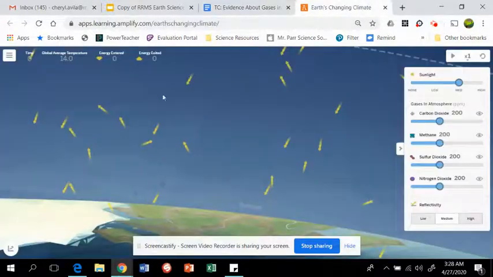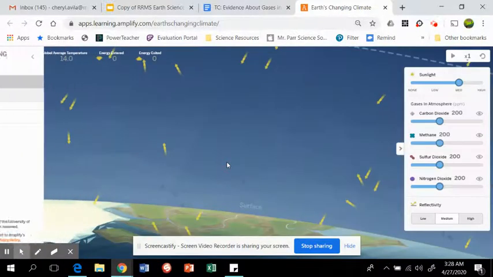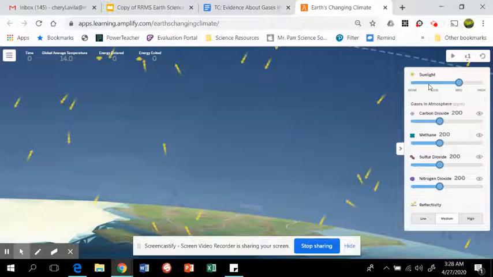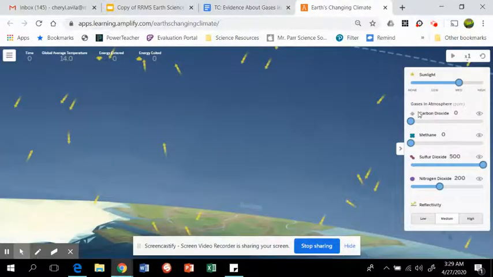Okay, so going into the sim, I'm going to make sure that I am on Earth system. I'm going to reload it. I leave sunlight the same, reflectivity the same. I'm going to decrease carbon dioxide to 0. I'm going to decrease methane all the way to 0. I'm going to increase sulfur dioxide all the way. And our goal here again is to see if I can make the Earth as cold as possible.